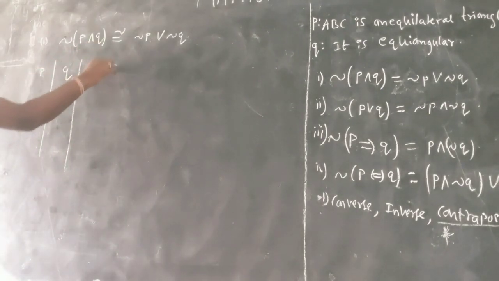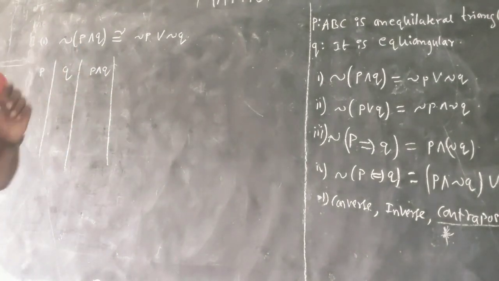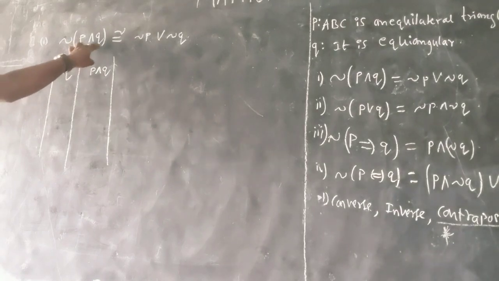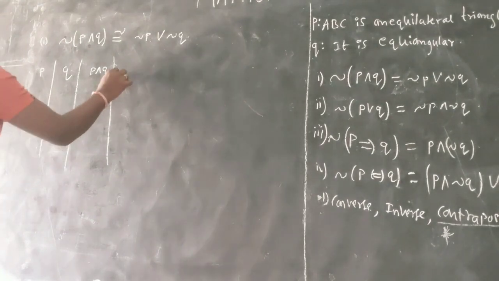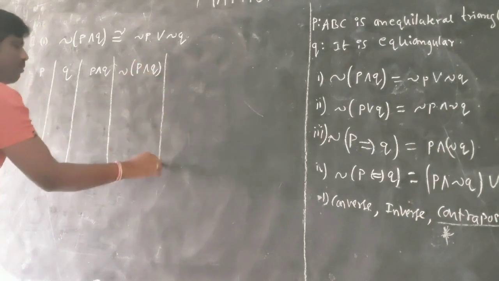P and Q is another statement. I told you, whenever you want to prove equivalent conditions, focus on the left-hand side. On the left-hand side you have P and Q, and then the negation of the whole thing. So you can write it as negation of (P and Q). So the left part is over.